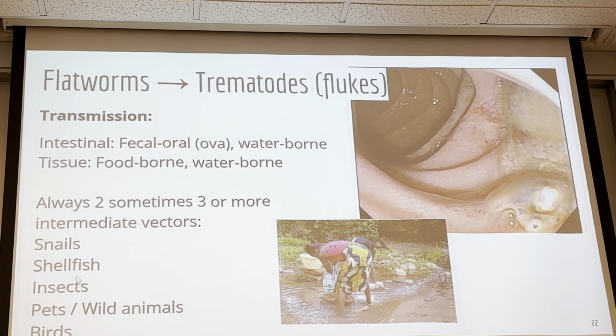So snails are their primary intermediate vector. They do have other vectors as well. So sometimes people can get it from their pets, from wild animals, birds, insects, things like that, shellfish.